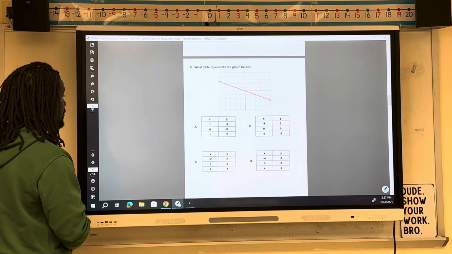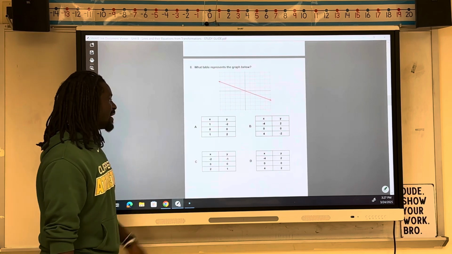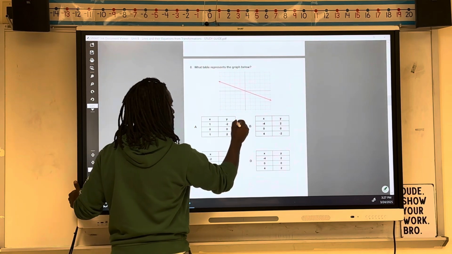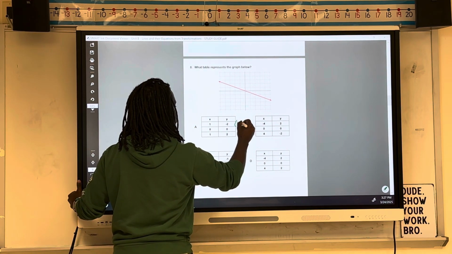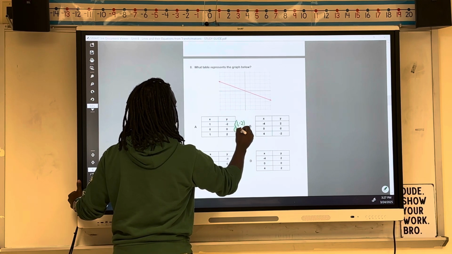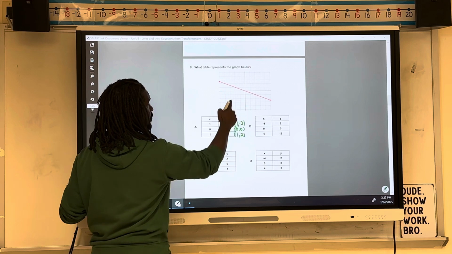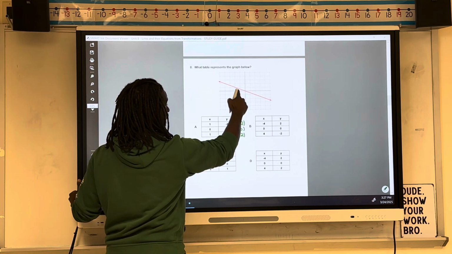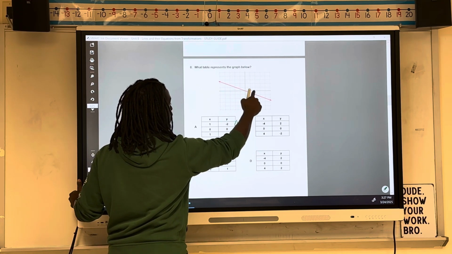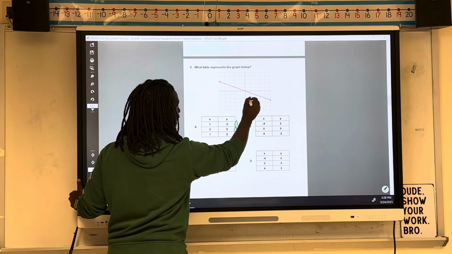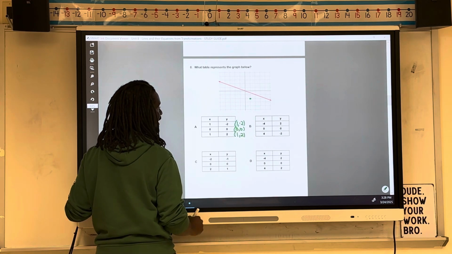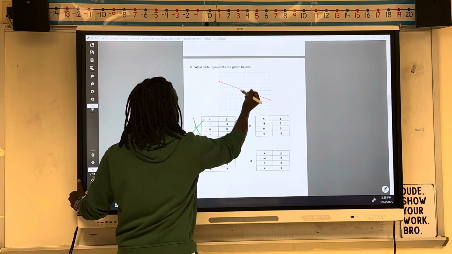Now, let's look at the next one. Which table represents the graph below? All you have to do is think about each table and just graph the ordered pairs. So 1, -2. So forward 1, -2. That would be right here. Is that a point on my line? Nope. So I know it's not that one.